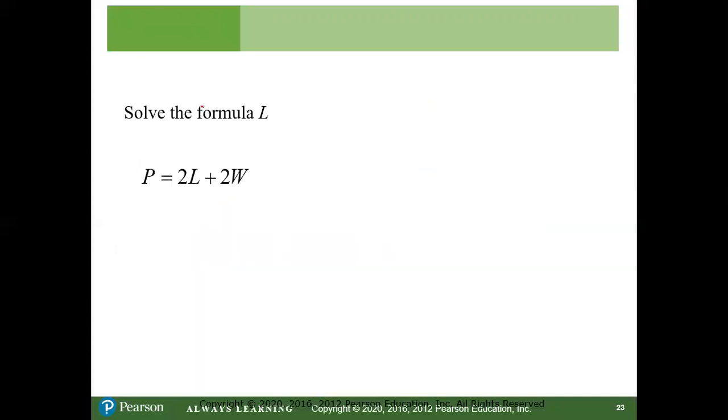All right, so let's take a look at this guy. So this is the perimeter formula of a rectangle. Perimeter is equal to 2 times the length plus 2 times the width. There's also another perimeter formula. It's this guy. It's pretty much the same thing, just with parentheses, without it being distributed in. But anyway, let's solve for L.